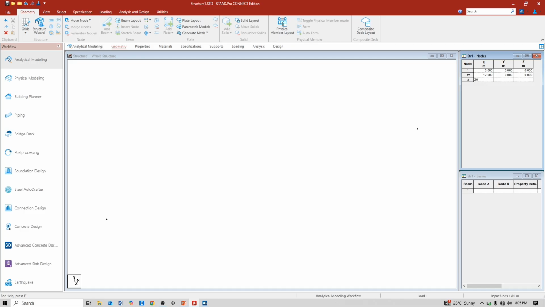When we put nodes here in StatPro, see, consider second node from 0 node and third node also from 0 node. 0 to 20, 0 to 12, like this. Then add beam.